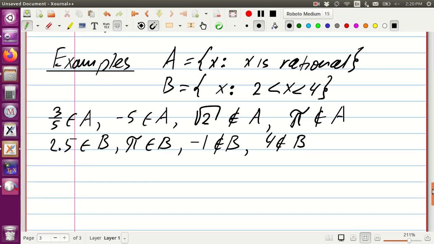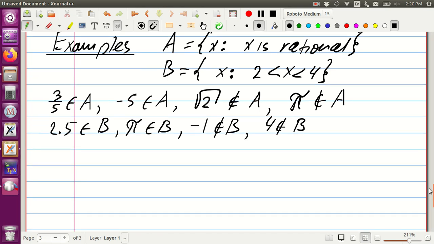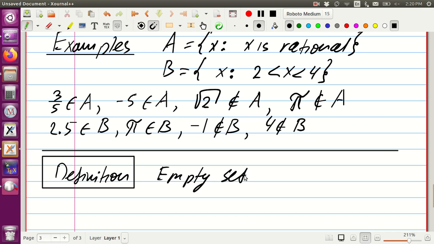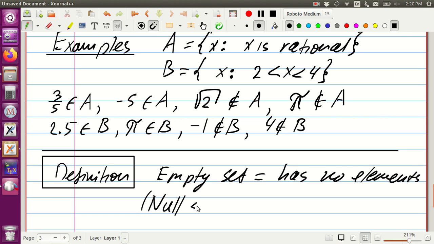Another idea that I would like to include in this video lecture is the empty set. So another definition that we're going to need is the empty set. An empty set is a set that has no elements. A lot of people call it the null set.